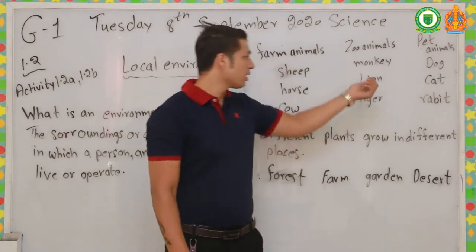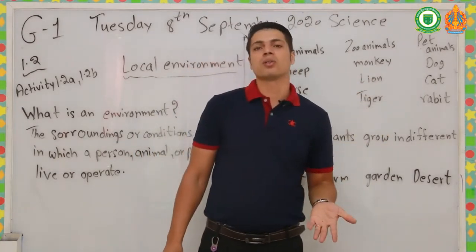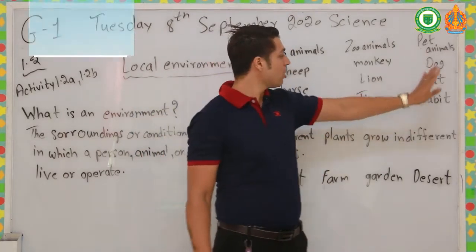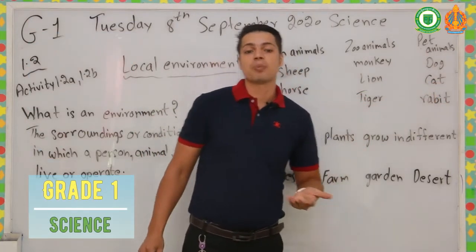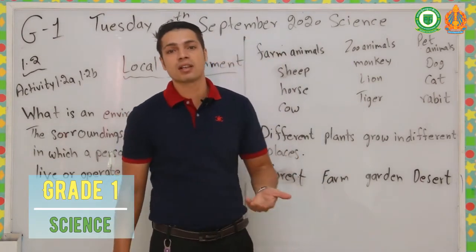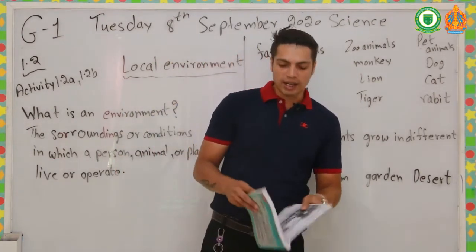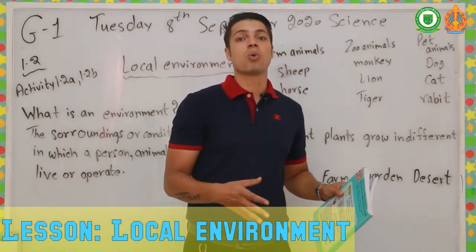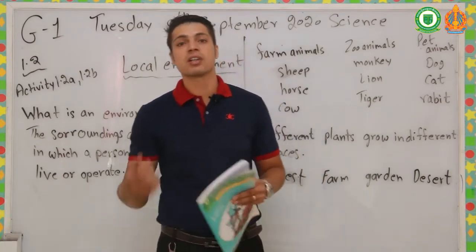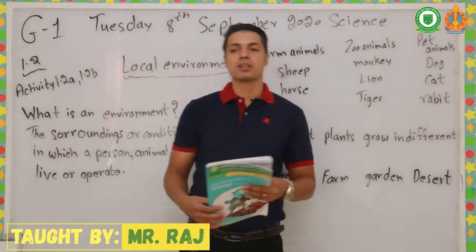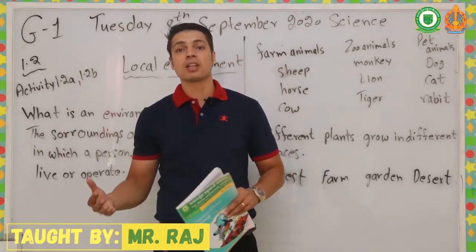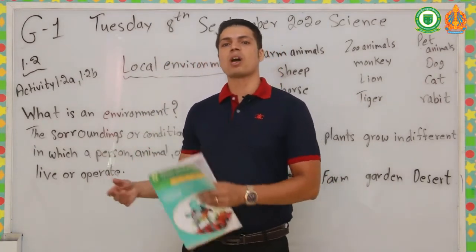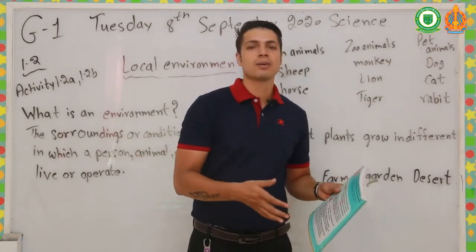Like, can you have a lion as a pet? No. Can you have a tiger as a pet? No. But dog, cat, rabbit you can have as a pet because they have an ideal environment and surroundings to live there. Like sea animals. Sea animals cannot live outside the water. Sea animals like fish, crab, shark, octopus, they survive in the water because they have an ideal environment and surrounding and condition for them to survive in the water, but they cannot survive outside the water.